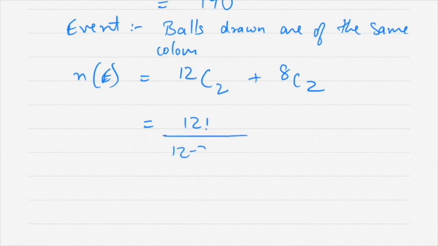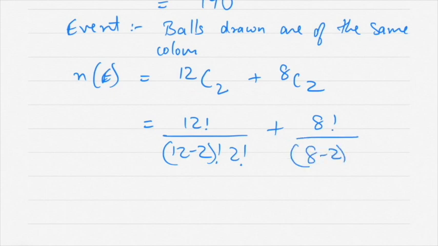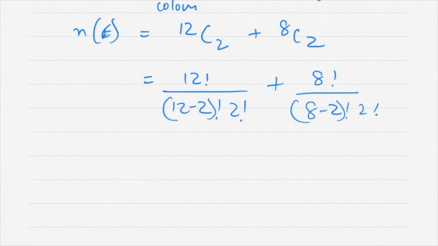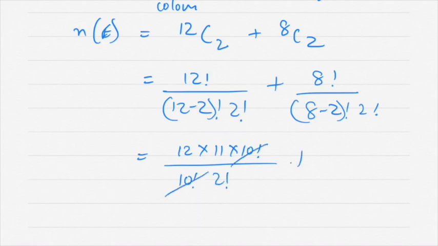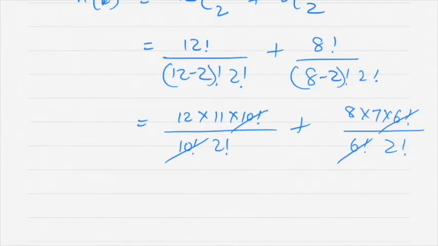12 factorial divided by (12 minus 2) factorial, 2 factorial, plus 8 factorial, (8 minus 2) factorial, 2 factorial. So 12 into 11 into 10 factorial, because 12 minus 2 is 10. So 10 factorial into 2 factorial. 2 factorial is 2 itself. Plus 8 into 7 into 6 factorial, divided by 6 factorial, 2 factorial. Okay.